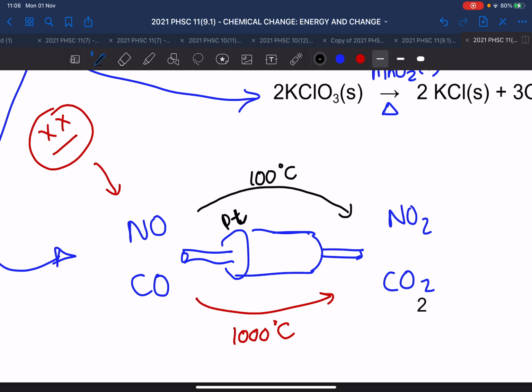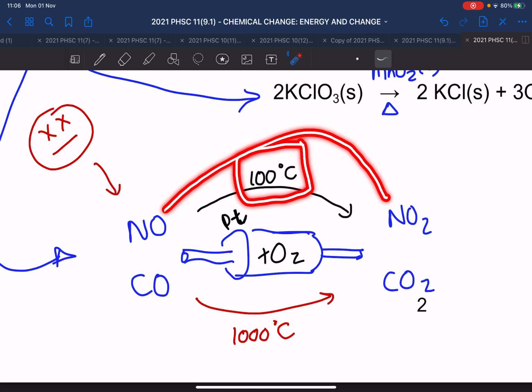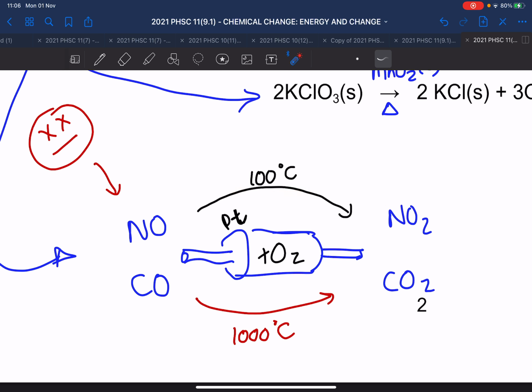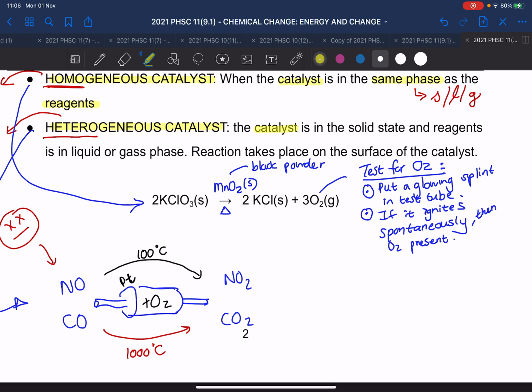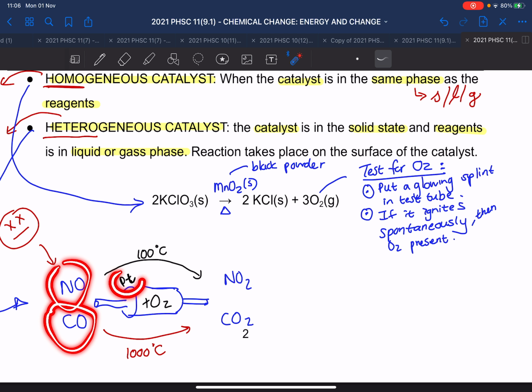In your exhaust there's oxygen present, and with the help of platinum you now only need to heat it up to 100 degrees Celsius to convert it into better gases. So this platinum is an example of a heterogeneous catalyst. Why? Because platinum is a solid, and these are gases. So they're different phases. At the top, I said a heterogeneous catalyst is where the catalyst is in a solid state and the reagent is in a liquid or gas phase. The reagents are on the left-hand side, gases, and platinum is a solid. So there are different phases.